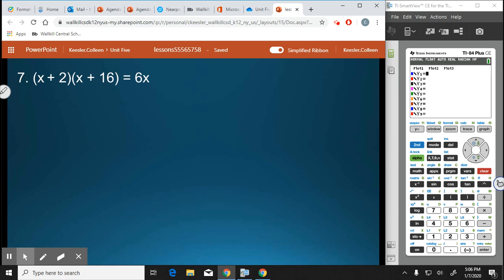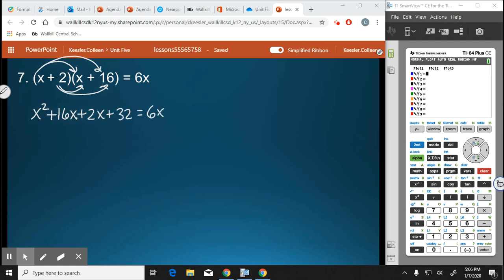For number 7, I have to do a ton of work first. Let's start by double distributing. X times x is x squared. X times 16 is 16x. 2 times x is 2x. And 2 times 16 is 32 equals 6x. So we get x squared plus 18x plus 32 equals 6x.